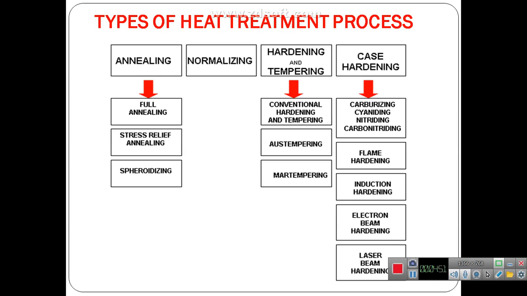Let us see the flow chart. In this, annealing, normalizing, hardening, and case hardening will happen. First of all, annealing.